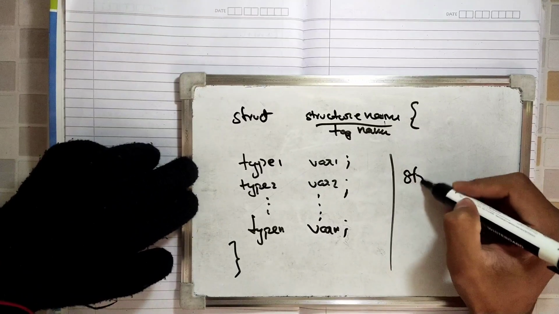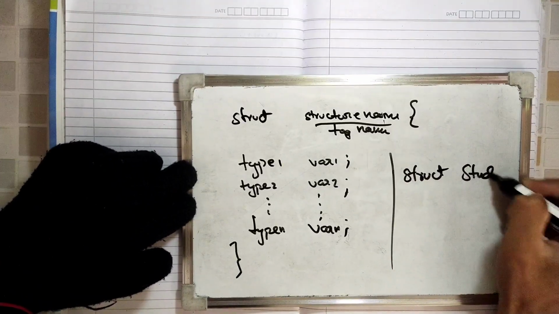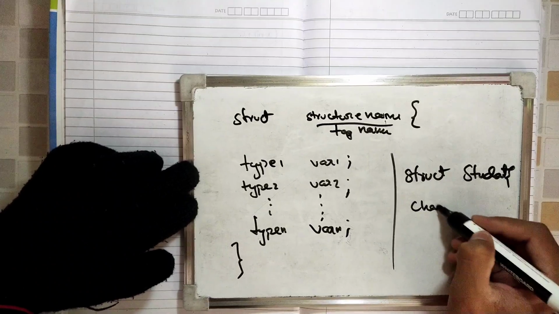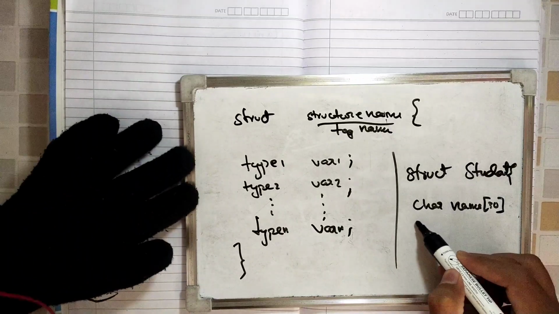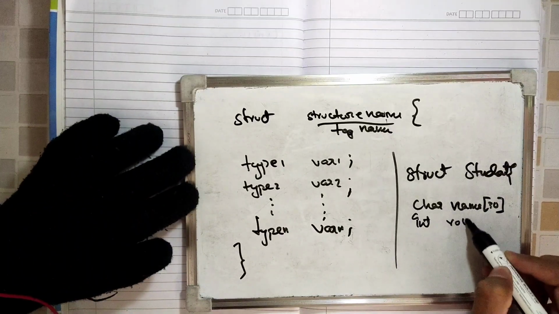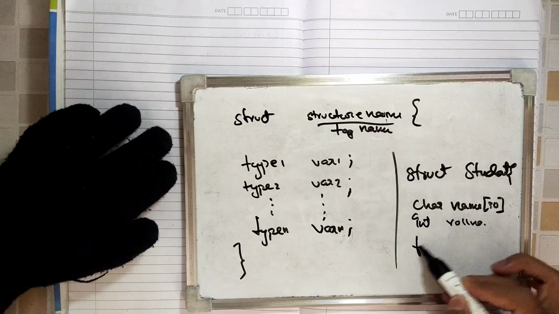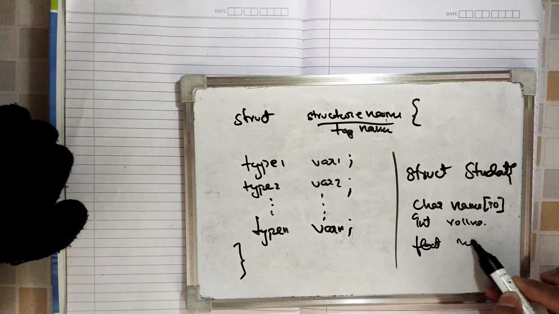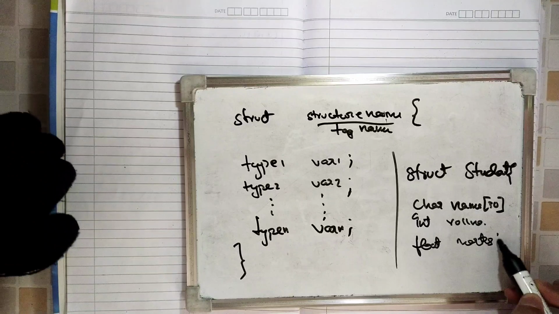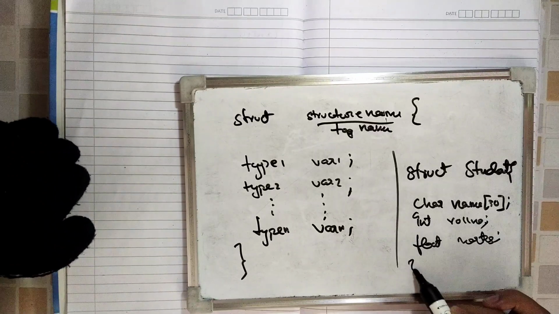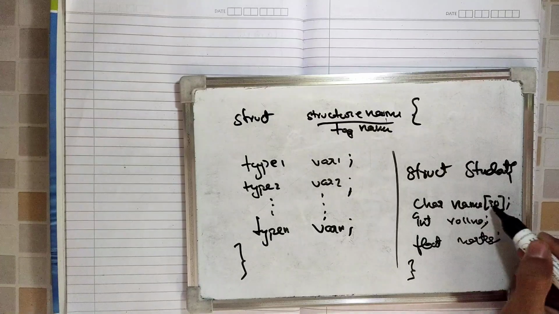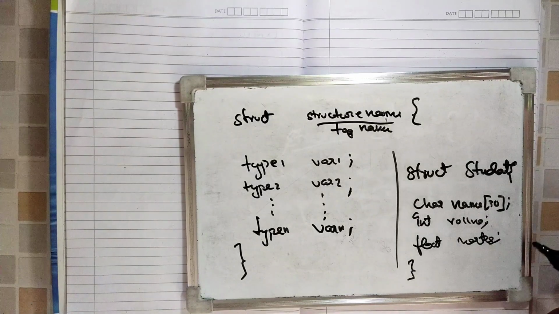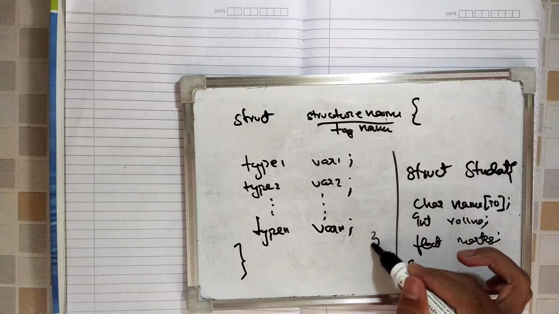Now I will write here, for student, struct student. Then char name, suppose 30, and now int roll number, then float marks, because I want to use all the other data types. Then I will close. So see here, we used different data types in a structure. Now we created the structure. For name, character 30, for roll number 2, for float 4, so 36 bytes in total.